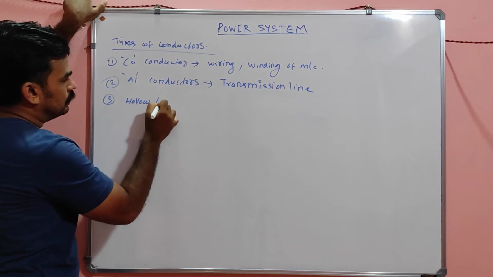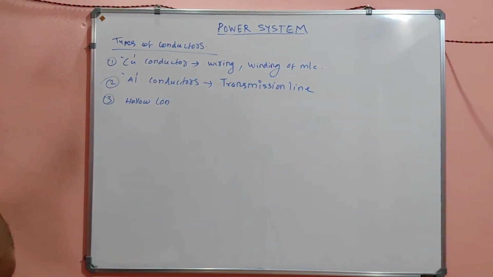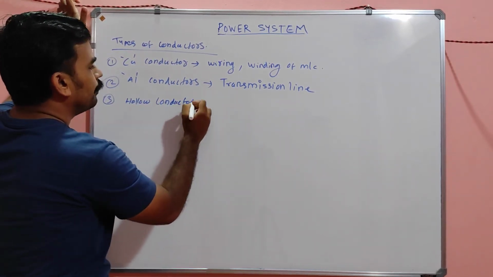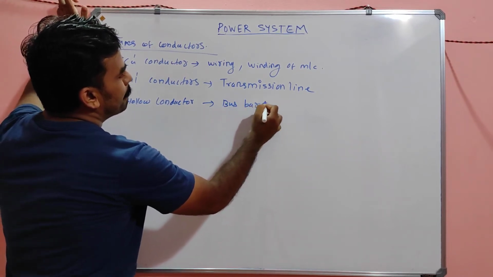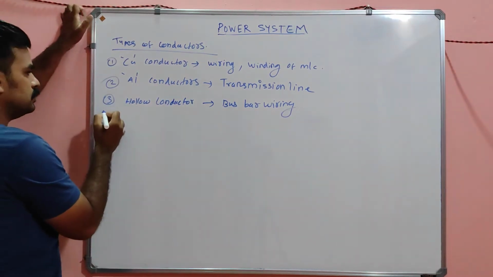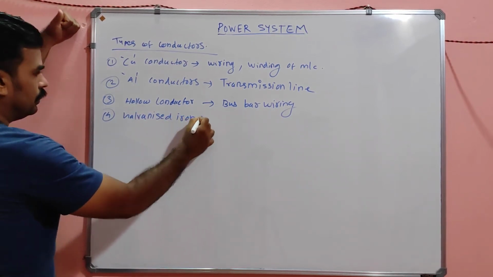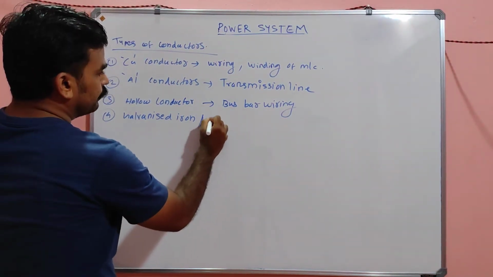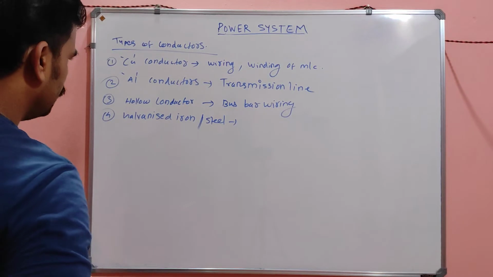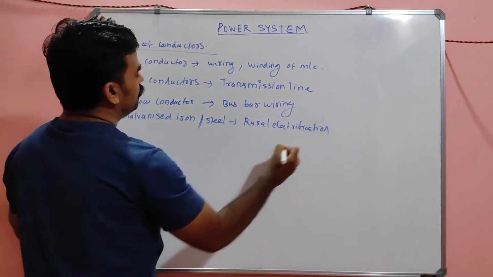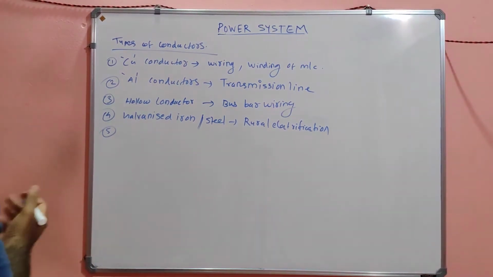Hollow conductors you can use in bus bar wiring, and galvanized iron or steel you can use in rural electrification, because it is very cheap. That's why we use galvanized iron or steel in rural areas.